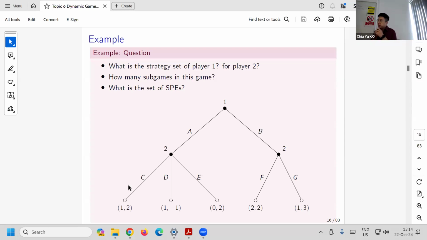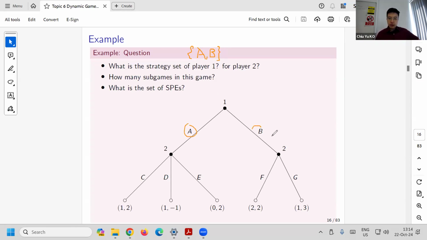So what is the strategy for player one? Player one only moves here, so just A and B, right? I'm not peeping as well, so I do it with you. I didn't peep before I came to the class, so we are at the same level. So player one is A and B, so we just write A, B as a set, so you have a curly bracket here.